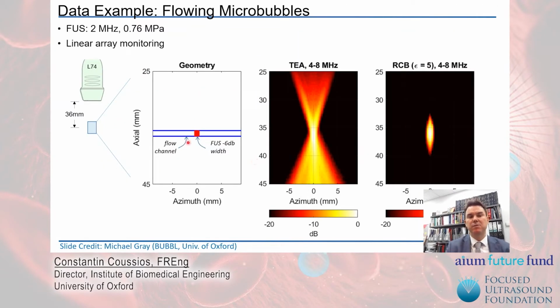As an example of the type of dramatic improvement that these adaptive beamformers can bring, here is the image of microbubbles flowing through a channel, which, as you can see, creates a very significant tail artifact with the sound coming from above. But that artifact is very significantly reduced and almost entirely removed with the use of the robust Capon beamformer.